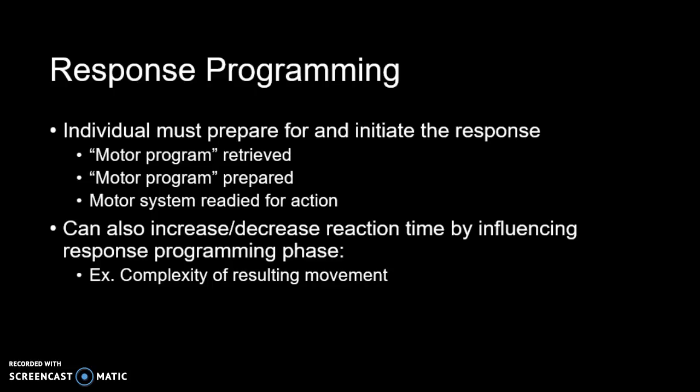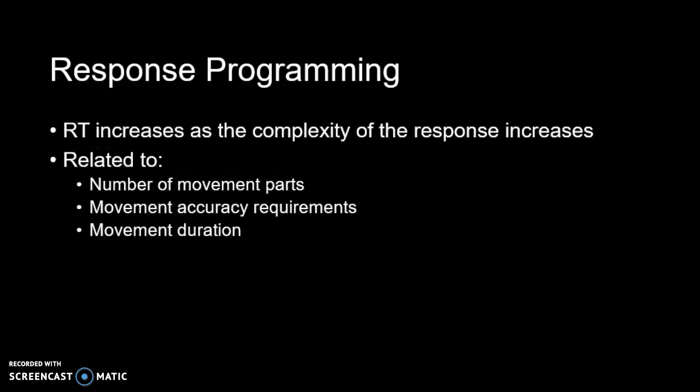So the performer can organize and initiate an action only after having identified the stimulus and selected a response. So the performer now must translate this abstract idea into a set of muscular actions that will achieve the desired action. So RT increases as the complexity of the task increases as well. It's related to the number of movement parts. So more than one movement to complete a skill or more than one joint.